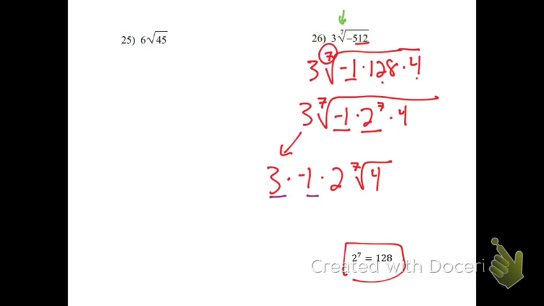And then I have 3 times negative 1 times 2 is negative 6. And then I have the 7th root of 4 staying inside. Your homework is to finish the rest of the problems that I did not complete.